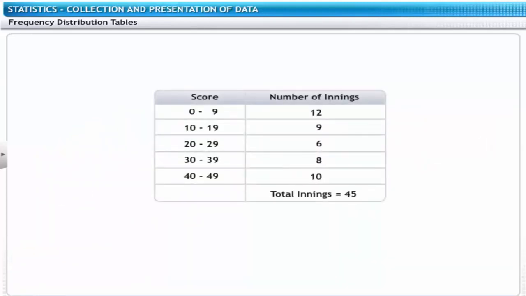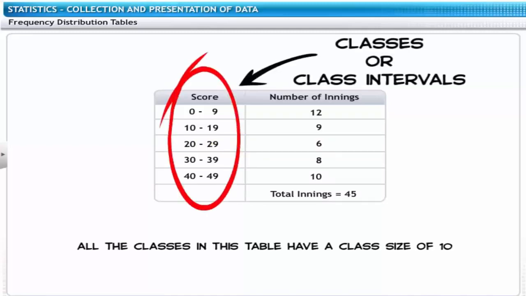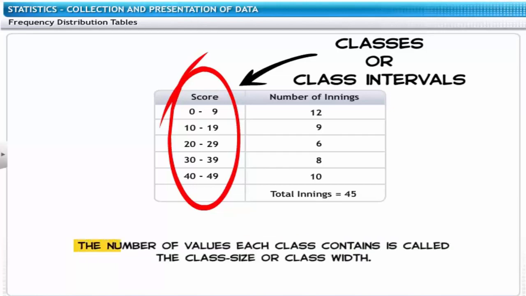Okay, coming back to our grouped frequency distribution table. The groupings 0 to 9, 10 to 19, and 20 to 29, etc. that we use to group the values in given data are called classes or class intervals of the frequency distribution table. Note that each of these classes contain a fixed number of values, which is 10. The number of values each class contains is called the class size or class width.